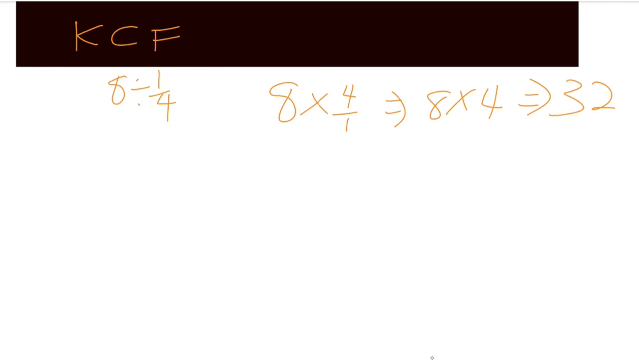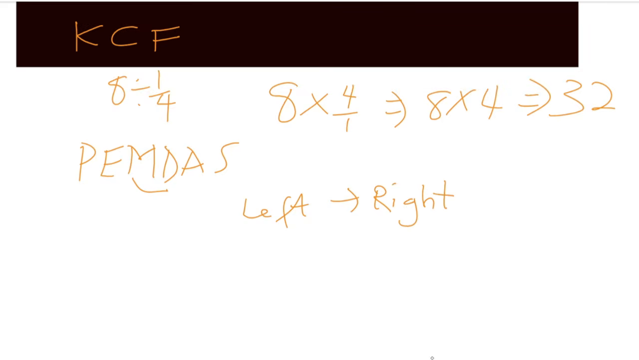Now, let's take a look at rule 2. Multiplication and division are equal when we want to apply the PEMDAS rule. That is the second rule, the PEMDAS rule. Multiplication and division are equal. So whenever multiplication and division appear together, you solve from left to right. If division appears first, you divide first. If multiplication appears first, then you multiply first.